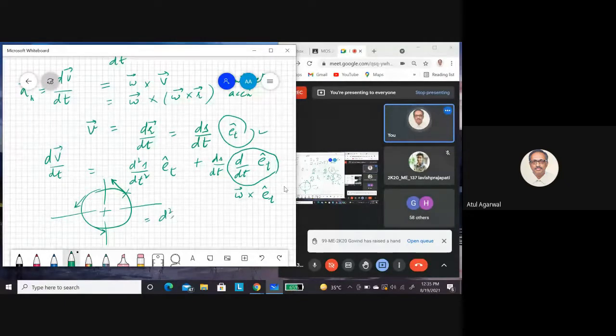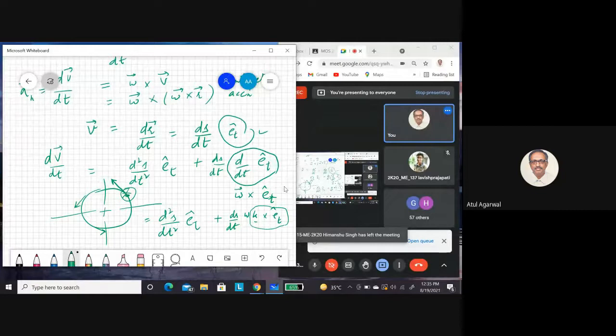So we got d square s by dt square, and now omega cross et. Omega was in direction k. This will be k cross et. Your k is coming towards you. So k cross et will be what? It will go a clockwise twist as you go from k to et, and your right hand screw will move in the radial direction. So you will have minus er.